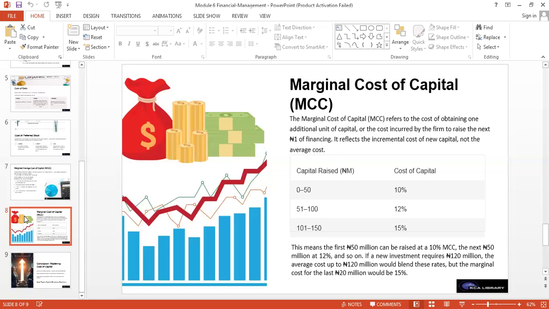Don't forget I said that the marginal cost of capital is the cost of obtaining one additional unit of capital, or the cost incurred by the firm to raise the next 1 naira of financing. So we say the first 50 million can be raised at a 10% MCC, while the next 50 million at 12%, that is the addition. We've already raised the 50 million, so if we raise another 50 million, it amounts to 100 million, and we will use the 12% rate of cost of capital. And if a new investment requires 120 million, the average cost up to 120 million will blend this rate, but the marginal cost for the last 20 million would be 15%.